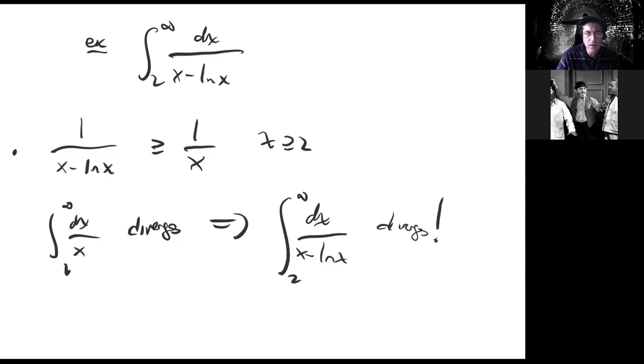So therefore, we don't actually have to compute the integral. We just need to have some comparison. And so that's it for today. And that's it for chapter 7. We are done with chapter 7.